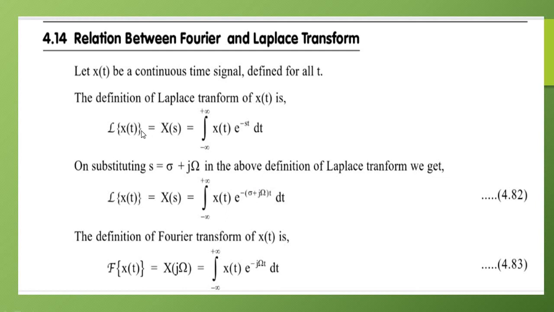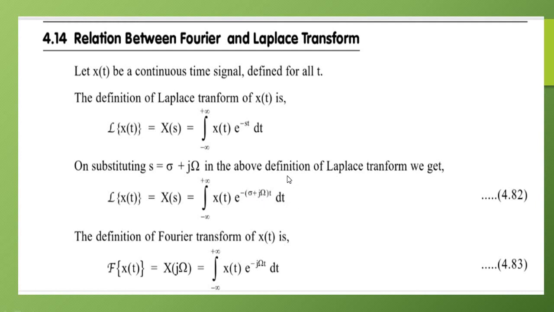So take the Laplace transform expression. We have e power minus st. So substitute s as sigma plus j omega in the above definition of the Laplace transform. When you do so, you get X of s equal to the integral from minus infinity to plus infinity of x of t e power minus of sigma plus j omega t dt.